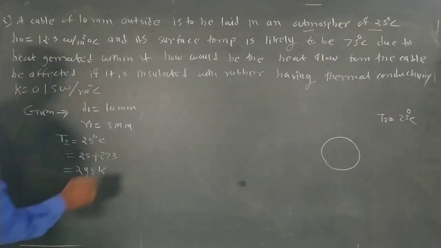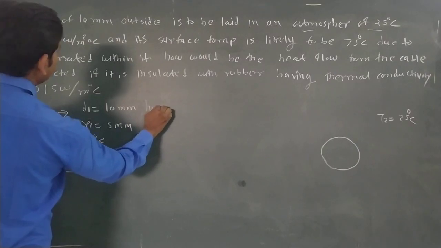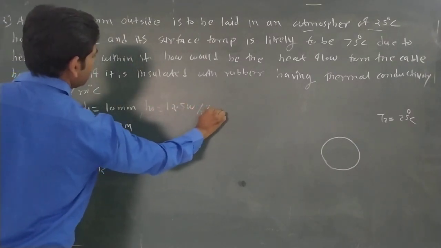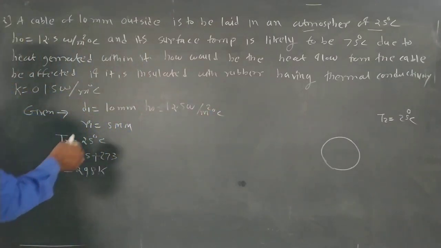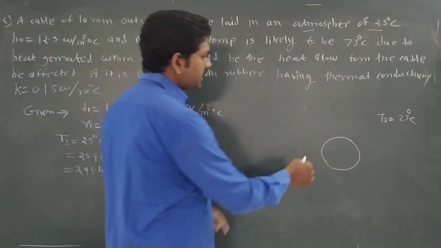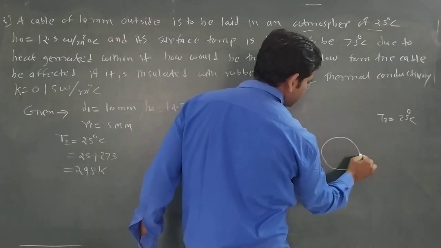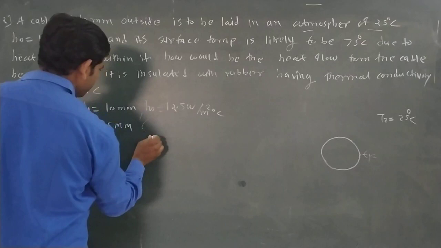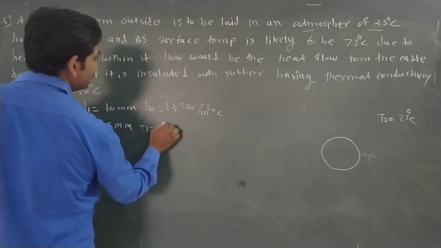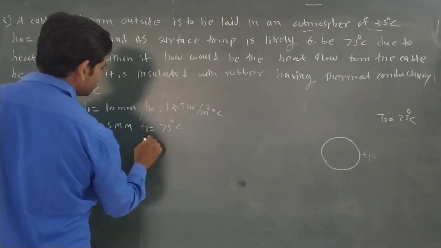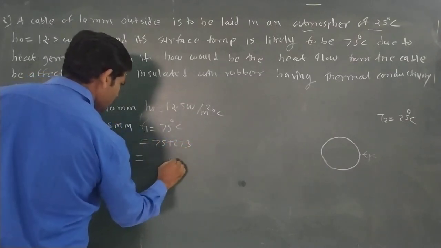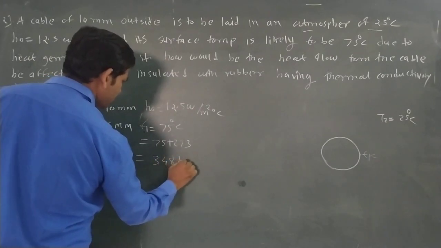So how much? 298 kelvins. HO, the heat transfer coefficient, is given, it is 12.5 watt per meter square degree Celsius, and its surface temperature is to be 75 degrees Celsius, meaning this temperature T1 is given. How much is T1? It is 75 degrees Celsius. Convert into Kelvin, 75 plus 273, 348 kelvins.